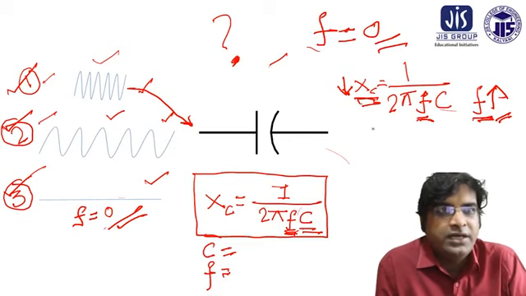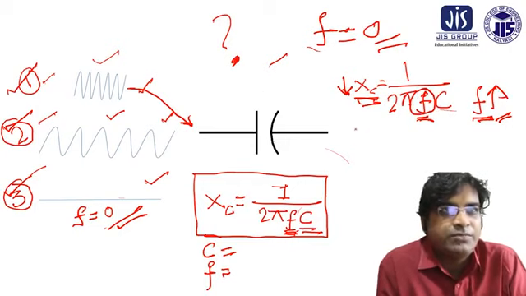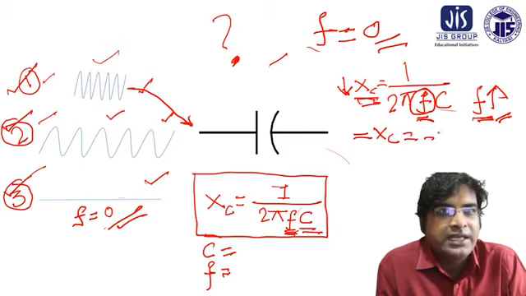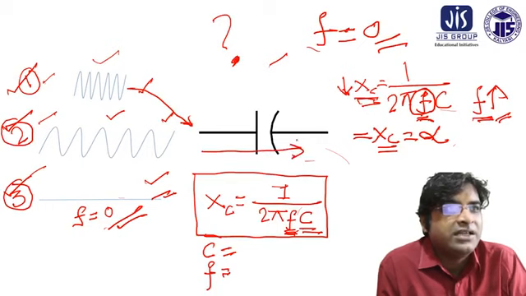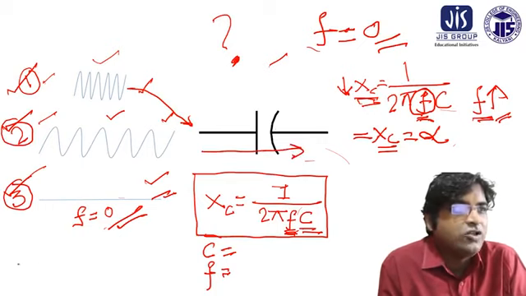What happens if f equals 0? If I put the value 0, this XC becomes infinite. So XC becomes infinite, which means XC becomes an open circuit. XC is representing the open circuit concept. So from that point of view, we can say that this particular signal is not possible to pass through this capacitance. That's why DC is not passing.